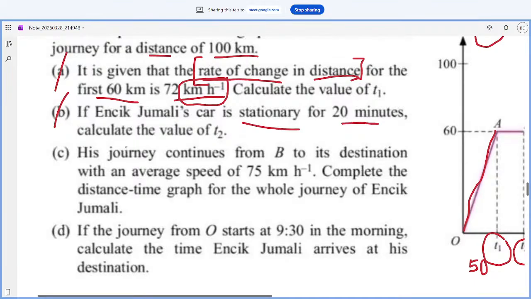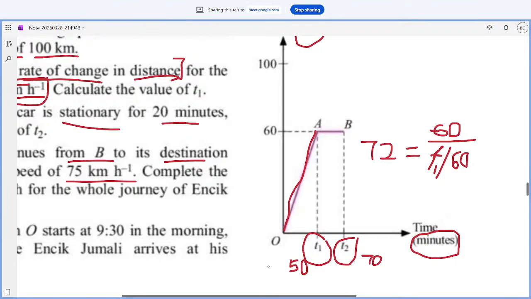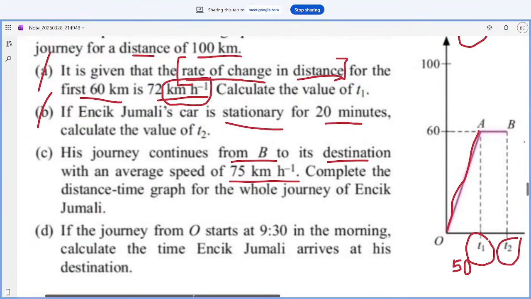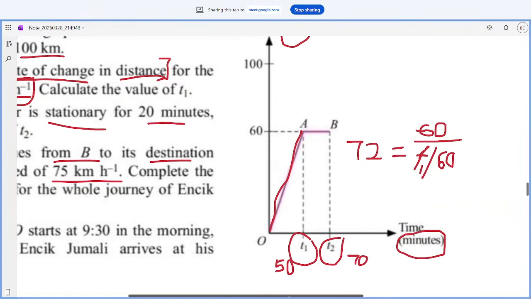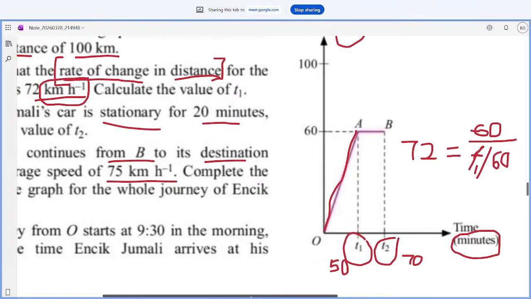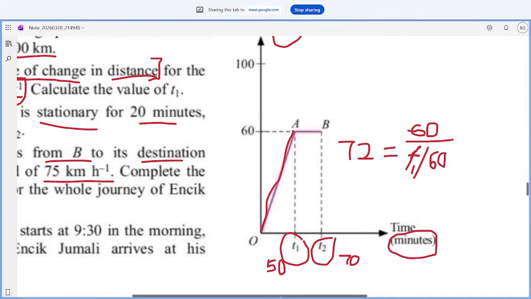Okay, and then they say his journey continues from B to destination. Okay, dia pergi dari B kepada destinasi dia, laju purata 75. Okay, so you guys need to draw the graph. Okay, kamu kena lengkapkan graph ni. So basically, you guys need to count lah. Okay, kamu kena kira masa dia berapa.